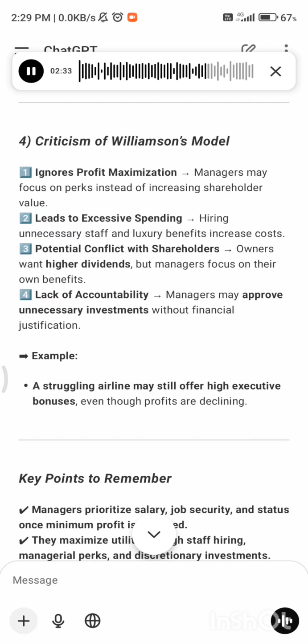3. Potential conflict with shareholders. Owners want higher dividends, but managers focus on their own benefits. 4. Lack of accountability. Managers may approve unnecessary investments without financial justification. Example: a struggling airline may still offer high executive bonuses, even though profits are declining.